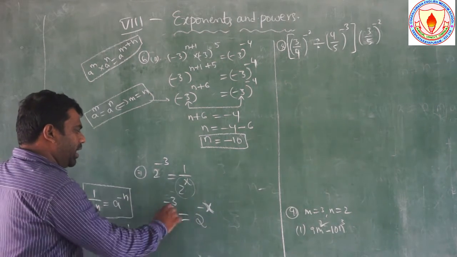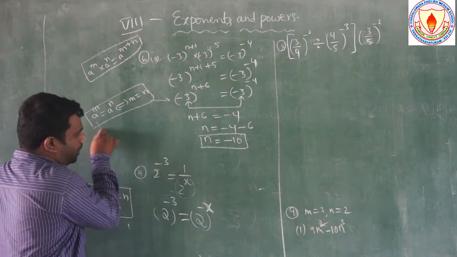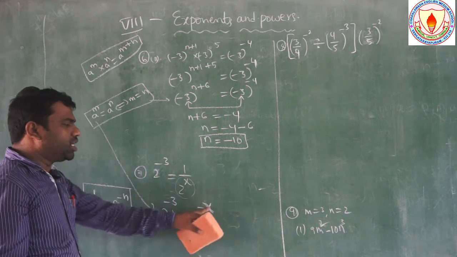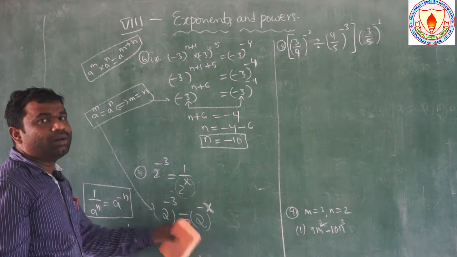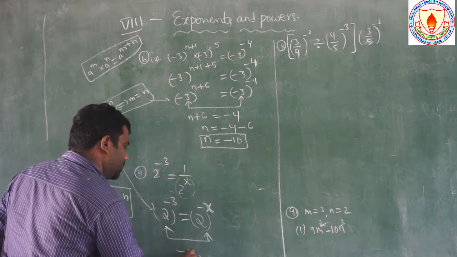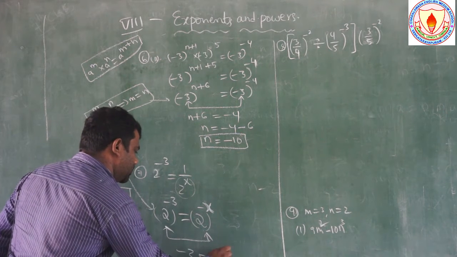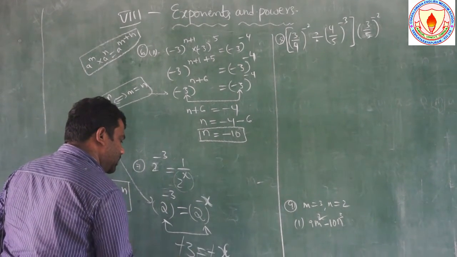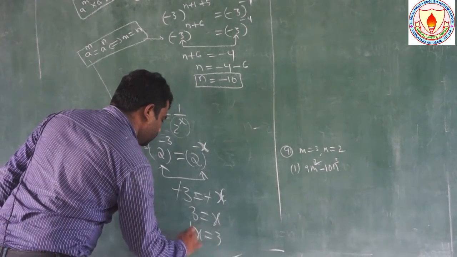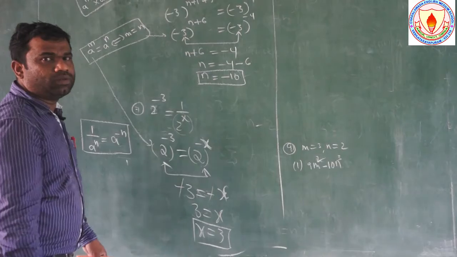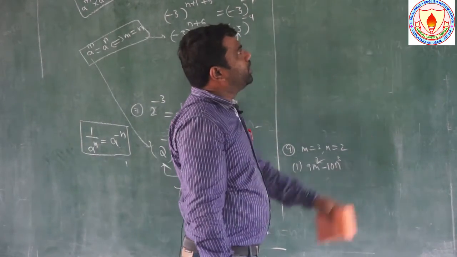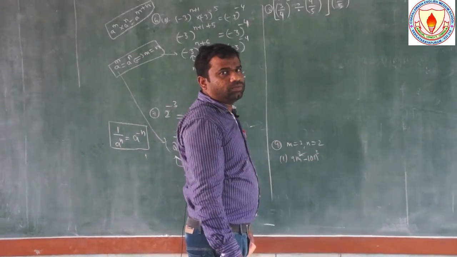Okay? Again 2 bases. Again this formula used here. Bases are equal, powers also equal. So comparing these two, minus 3 is equals to minus x. Minus minus cancel. So 3 is equals to x. So x is equals to 3. That is the x value. Okay? Next, this one, the 8th problem, very very important.